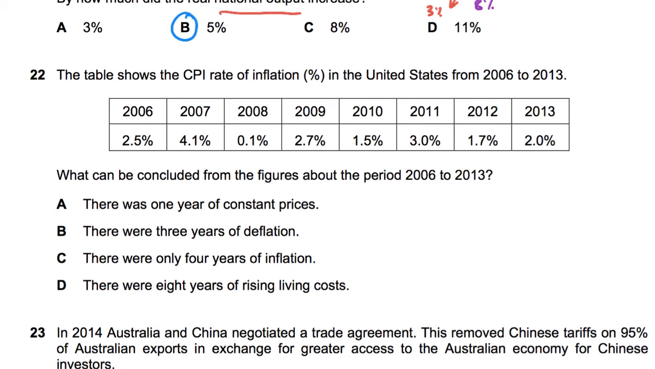And the reason is simply because as long as the inflation is positive, prices are rising. Prices are rising, which means inflation is taking place. Sometimes at a slower rate, sometimes at a faster rate, but it is still taking place.